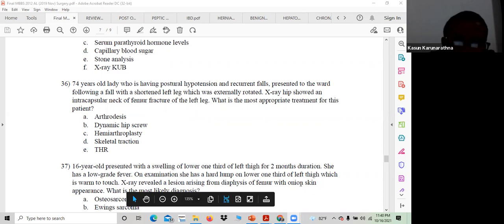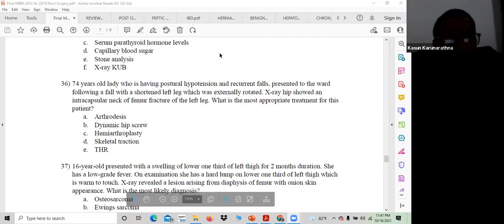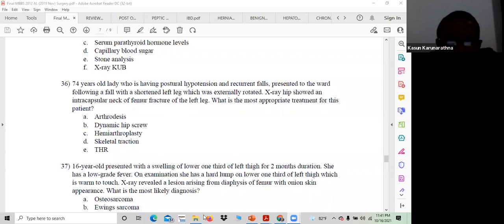What is the age limit for hemiarthroplasty? If the life expectancy is 10 years or less, you do a hemiarthroplasty. Otherwise, better do a THR, total hip replacement, right? That is the idea. Because if you put in a hemiarthroplasty, that's a metallic head, and in the long run, it will erode the bone.